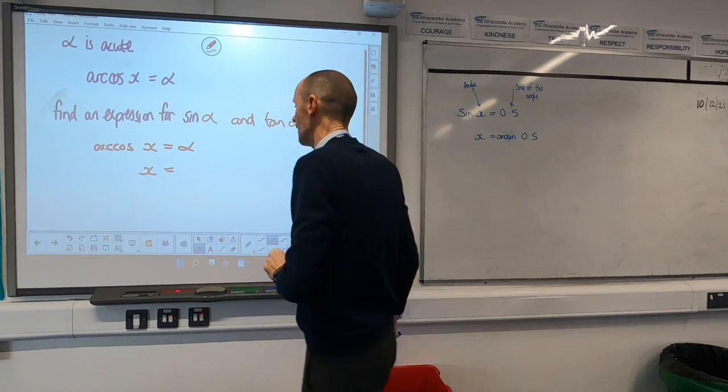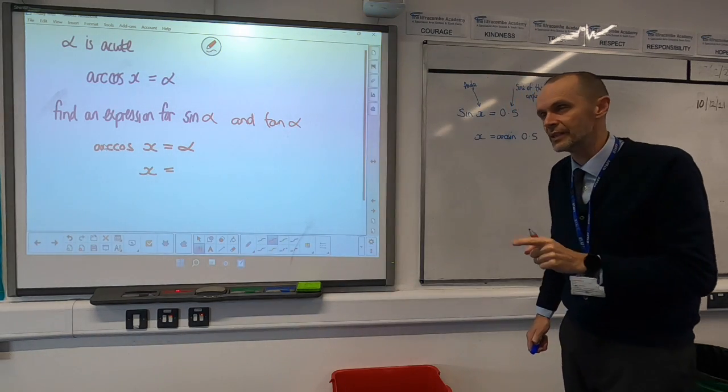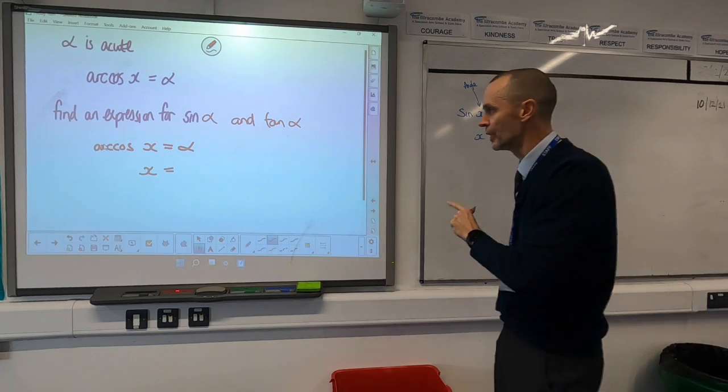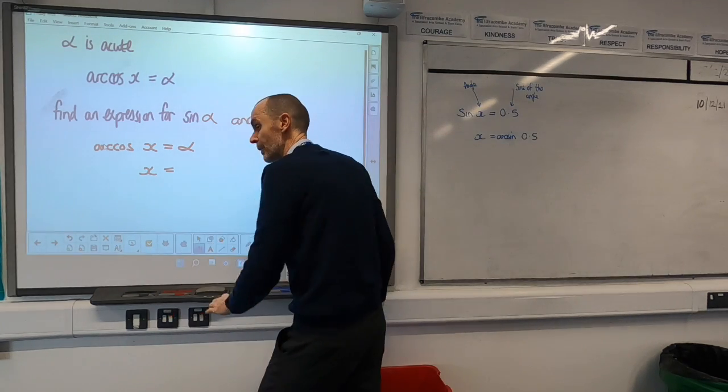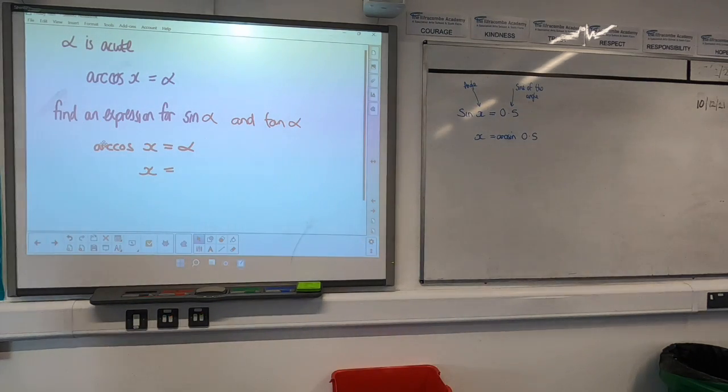So cos both sides, that gives you what cos alpha is, and then you can use the identities to work out what sine alpha is, and once you know what cos alpha and sine alpha are, you can write down what tan alpha is.